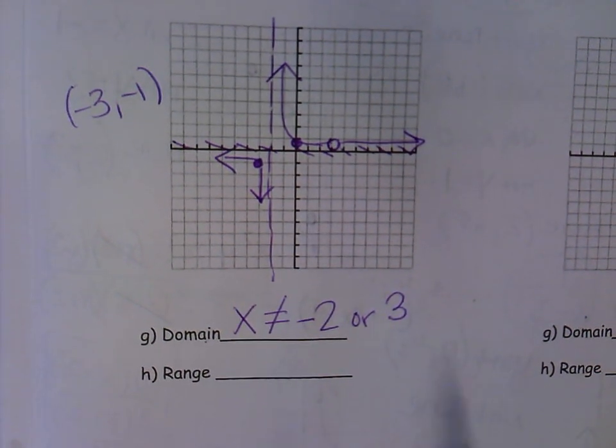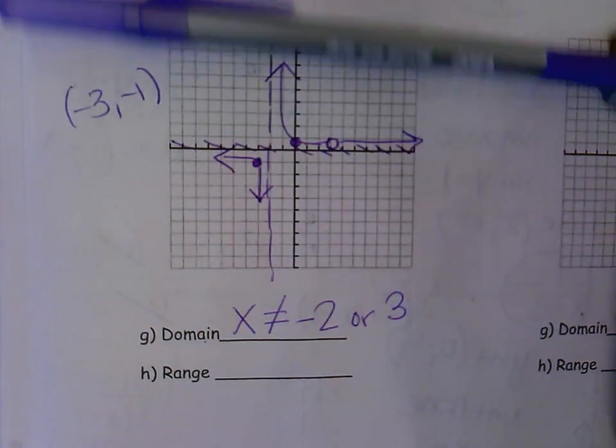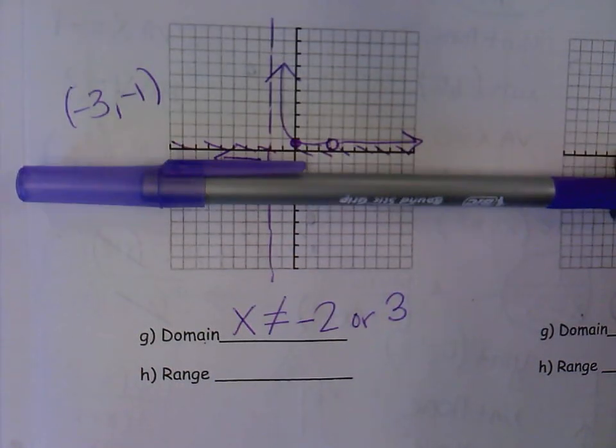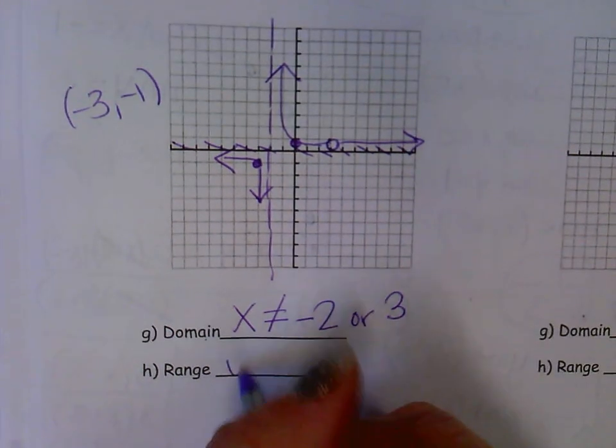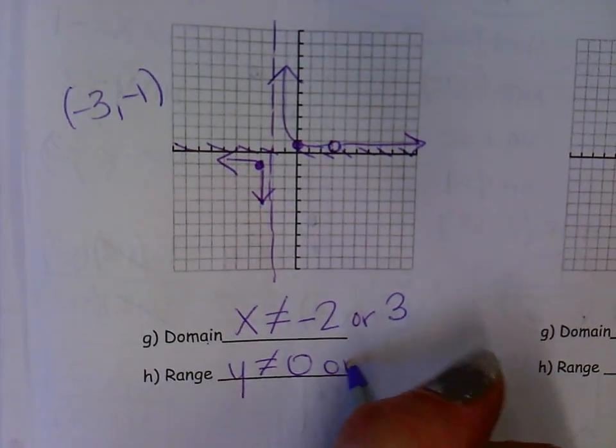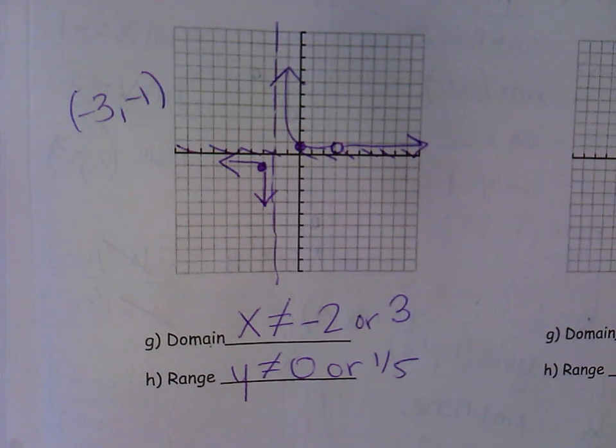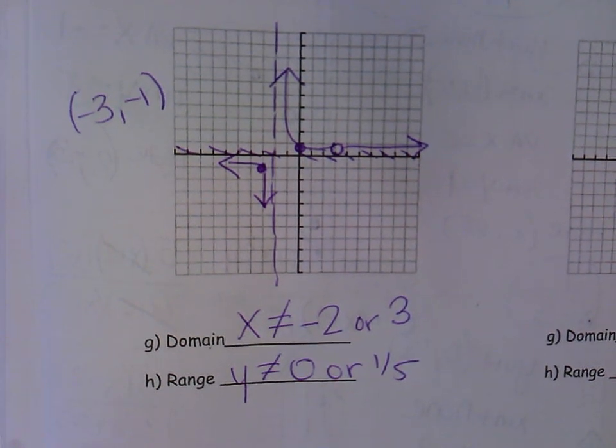Same thing with your range. There's actually 2 values that your y value can't be. It can't be 0 and it can't be 1/5. So y cannot be 0 or 1/5. And that seems to be difficult for students figuring out domain and range.